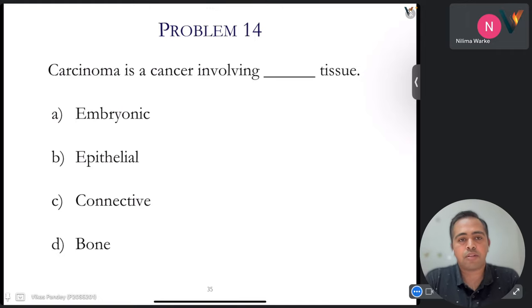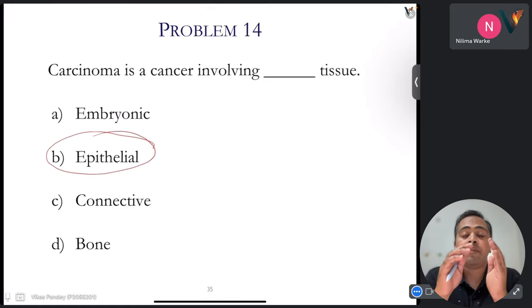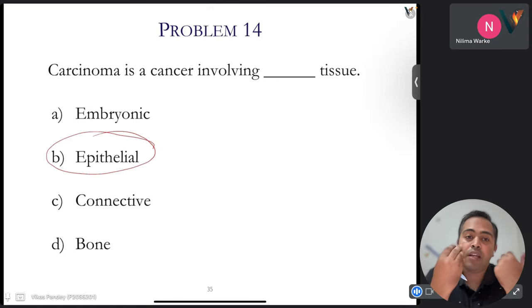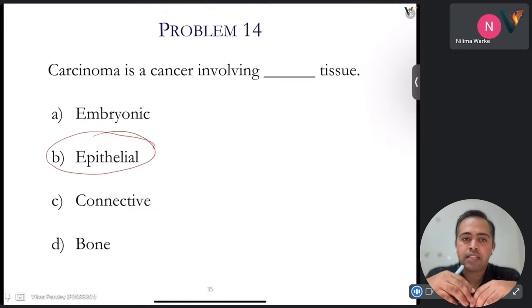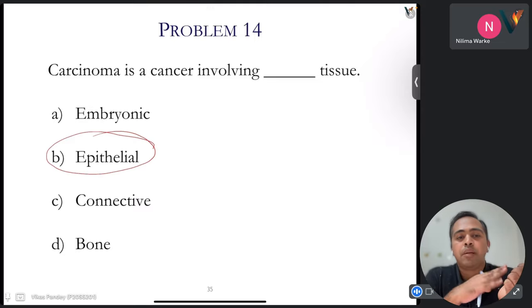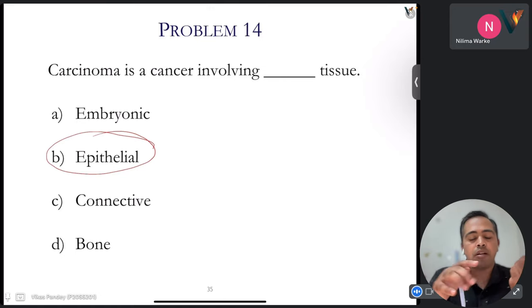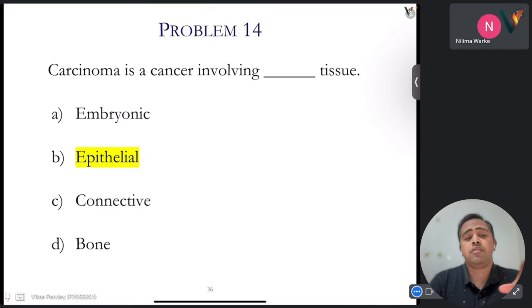Bone is not the correct one. Bone has a different type of cancer. It is epithelial, and this is more dangerous because it occurs in the epithelial cells, that is the outermost cells, outermost tissues of any organ, like almost all the surface area of our body, outside, inside, all the organs, they have epithelial tissues. And this is a very dangerous kind of cancer, and it is known as carcinoma. Okay.